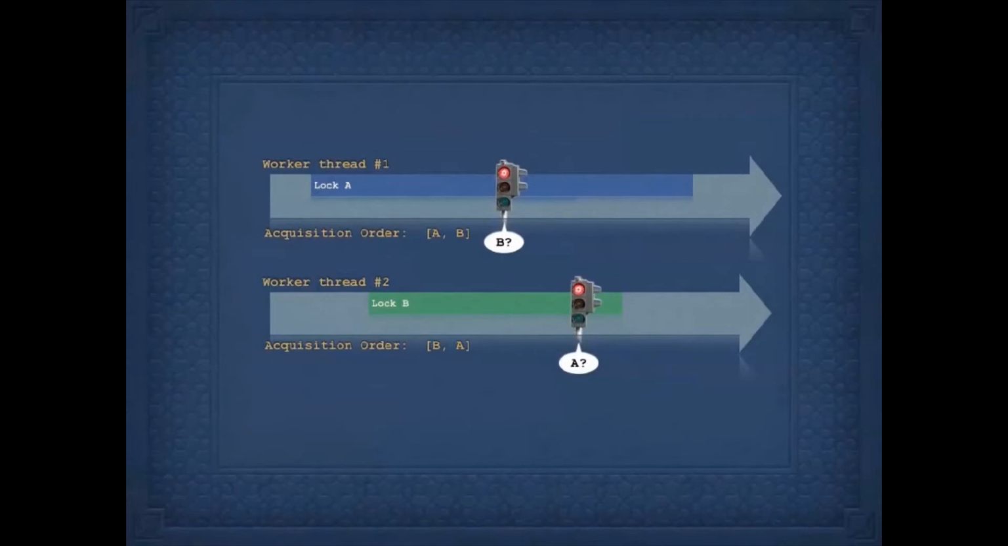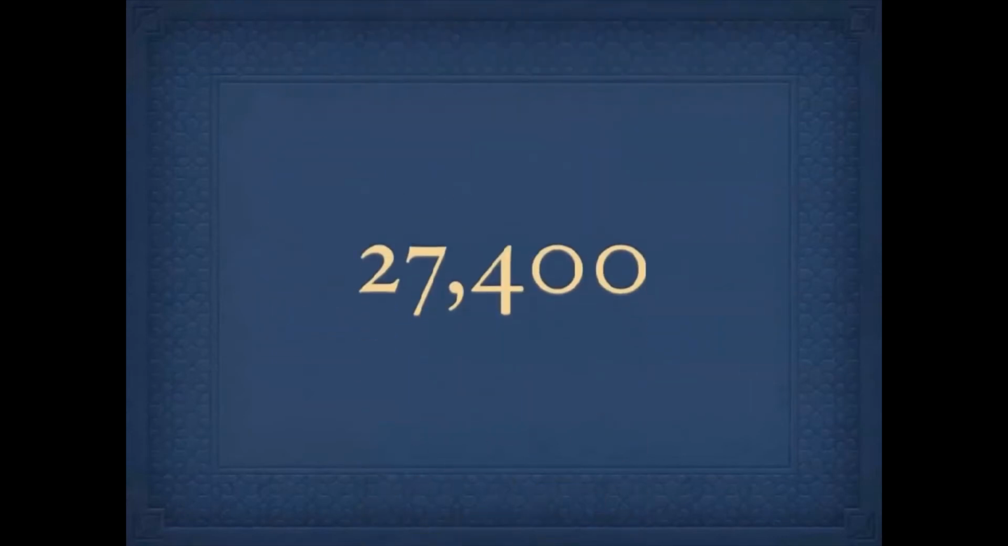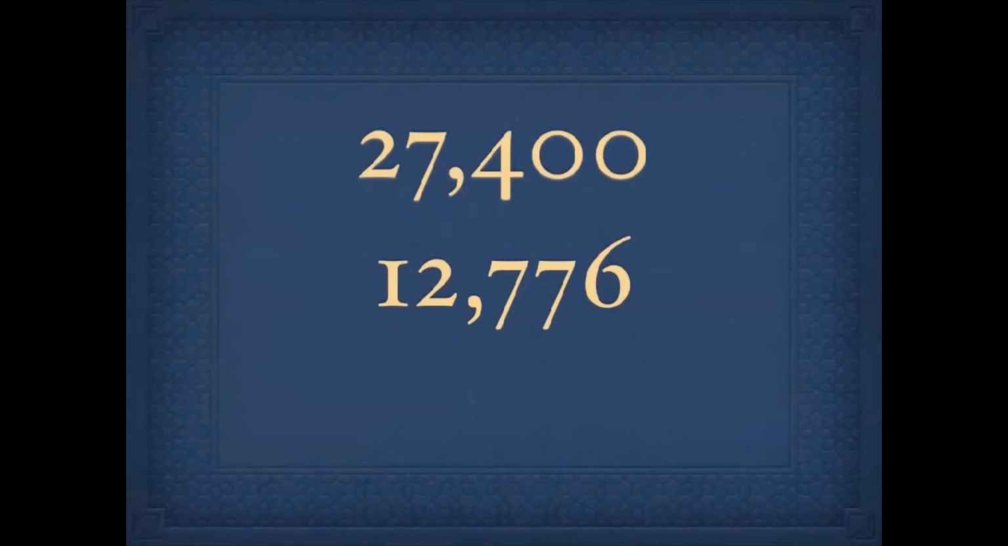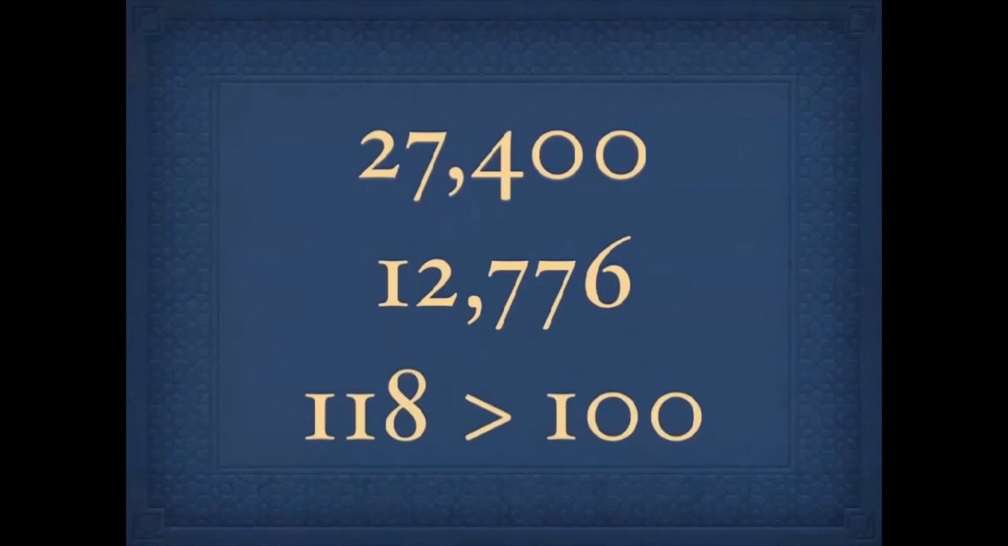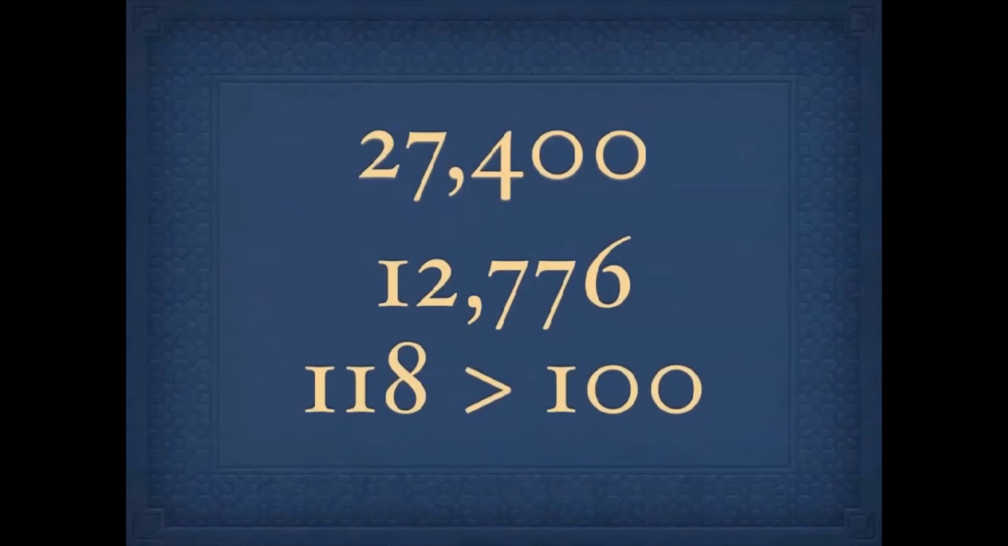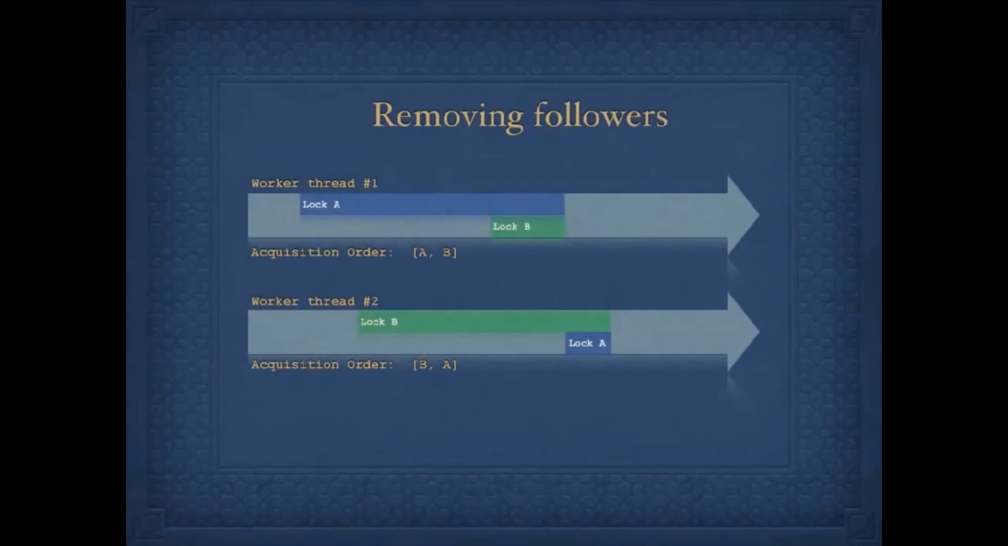Going back to Eclipse, with its 27,000 locks at startup, the single lock that has the most followers has over 12,000 followers. There are more than 118 locks that have more than 100 followers. There are generally 3 ways to solve an existing deadlock. The first way is to simply remove lock followers, or have a smaller lock granularity.